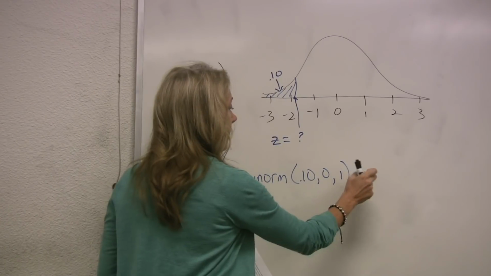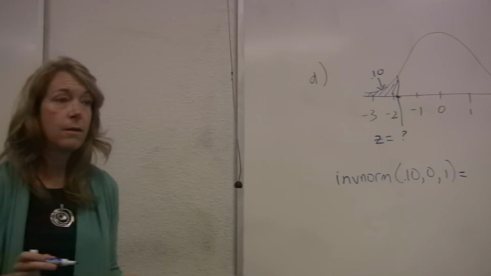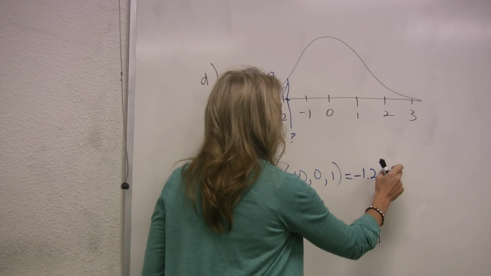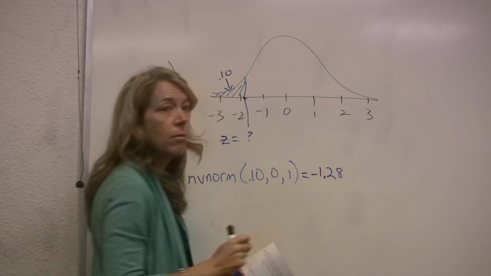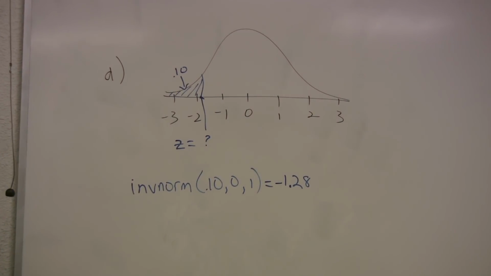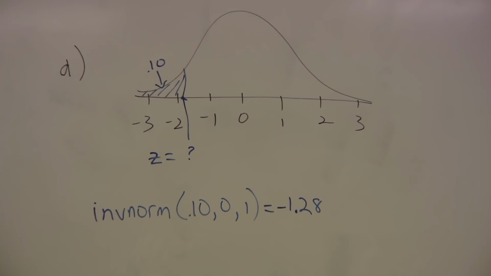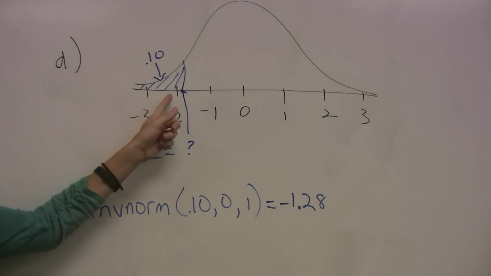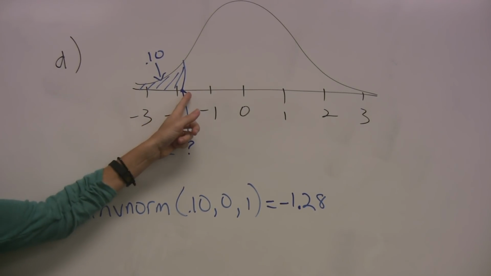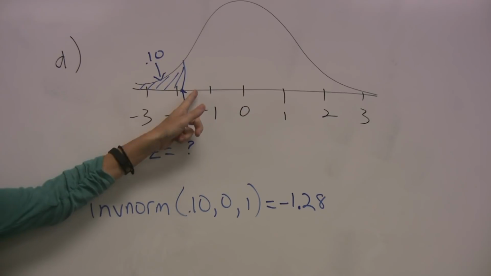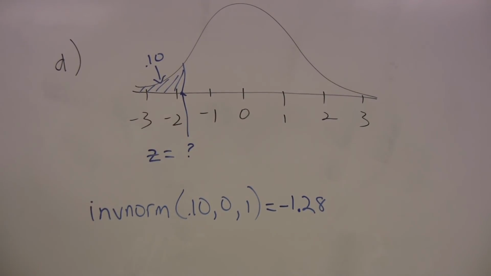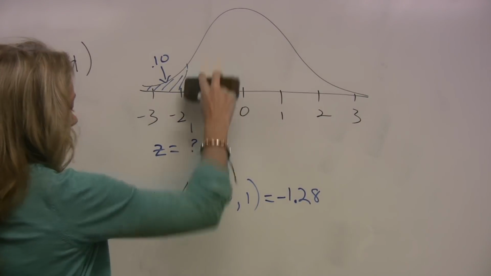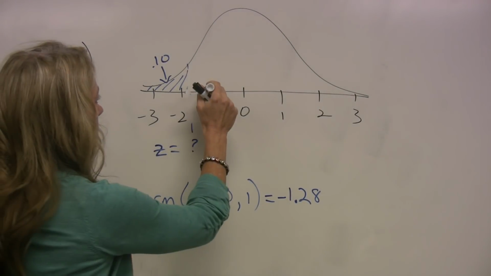And what do we get? Negative 1.28? Someone agree with her? What's that tell you about my picture? That it should be shaded at negative 1.28. Yeah, I guessed a little bit too far to the left. Negative 1.28 is a little bit closer to the 0. So maybe it's more like over here somewhere.